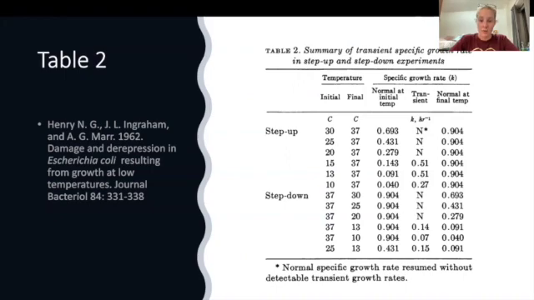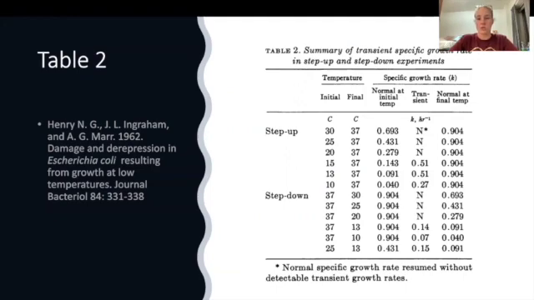And they found that the growth rate changed based on the change in temperature. So what that means is the greater the change in temperature, the greater the transient growth rate was able to be calculated. And this transient growth rate describes a change in bacteria that can be calculated.